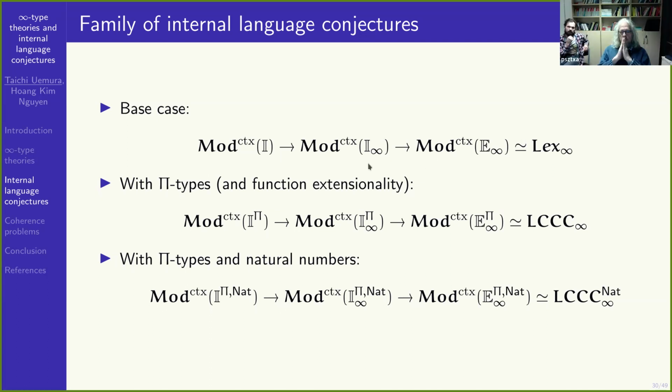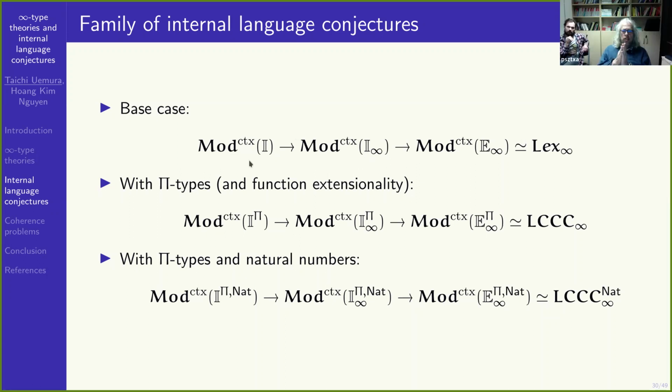In that case, in fact, models of E infinity form a reflective subcategory of models of I infinity, so you need to start with the one categorical version. Yeah, I think in this context, what is really interesting is the comparison of one type theory and the extensional infinity type theory.